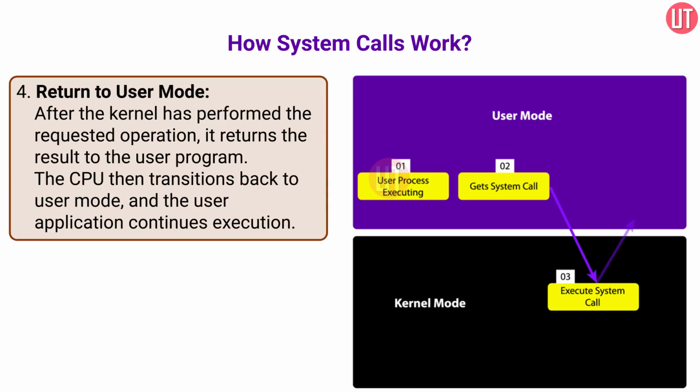4. Return to user mode. After the kernel has performed the requested operation, it returns the result to the user program. The CPU then transitions back to user mode, and the user application continues execution.